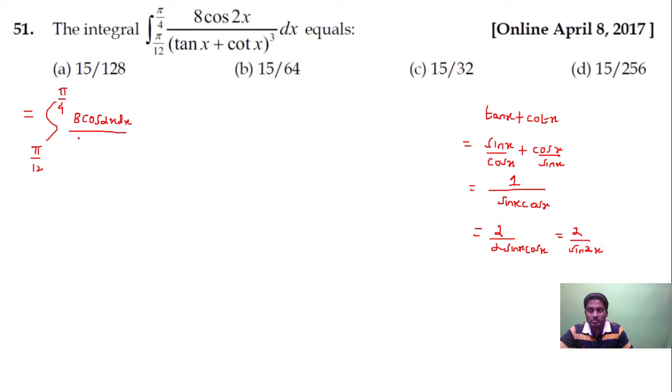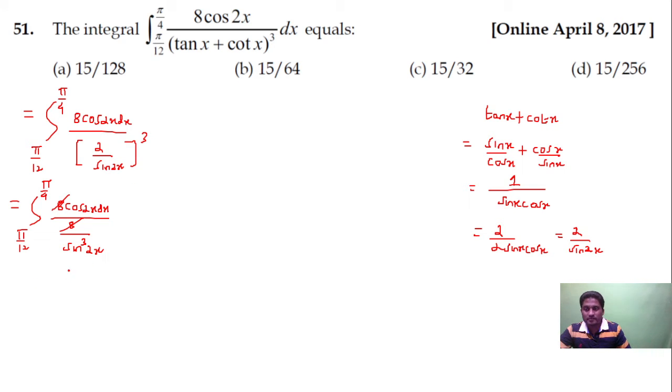So this is whole cube, I'll keep as it is. This is 2 upon sin 2x. Okay, and this is whole cube. Integration of pi upon 12, pi upon 4. Numerator will be equal to 8 cos 2x. Okay, and then 2 cube is 8 divided by, this is sin cube 2x. So this 8 will cancel with 8, it goes to numerator.